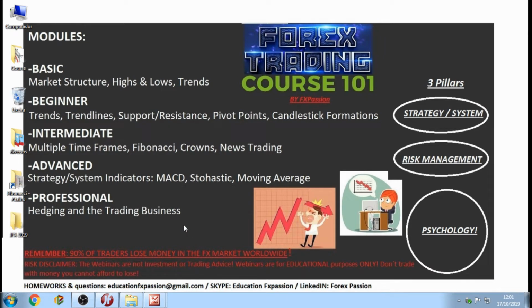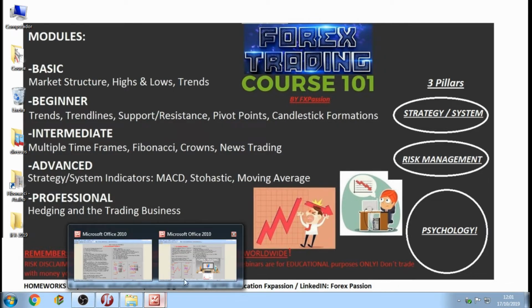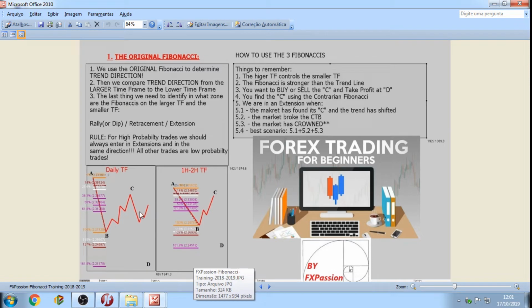That being said, the title for today is how to find the Contrarian Fibonacci in a downtrend. But let's go step by step. First, the first picture.